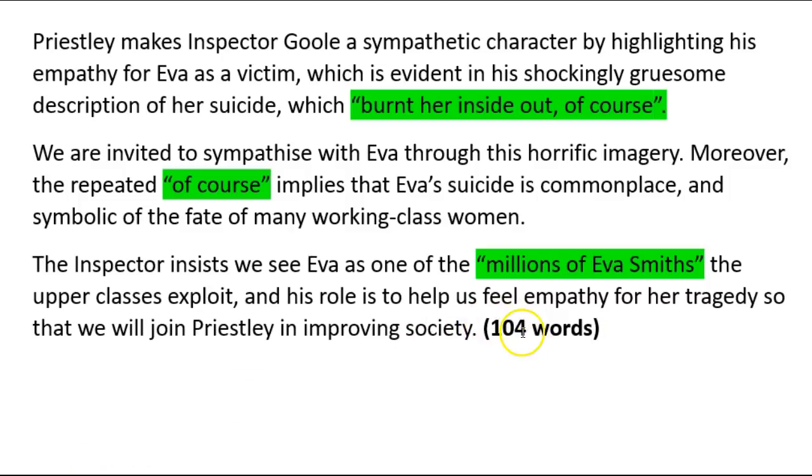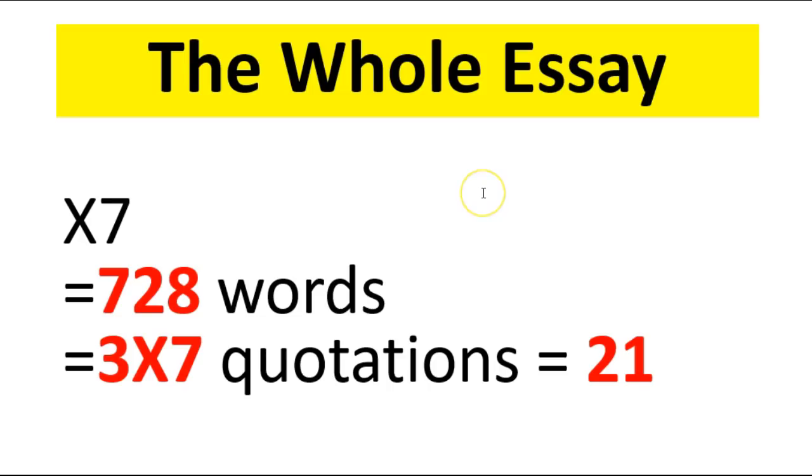So this now becomes 104 words instead of 121 because of the words I got rid of in yellow. So what does that mean for your whole essay? Well, it means you need roughly 7 times that to get to 728 words. And if you look at what we've written so far, there were 3 quotations in those 104 words. So 7 times that is 21 quotations. Now this gives you an easy map to get the grade 9. You want to get around about 20 quotations, short and embedded, whapped into at least 700 words.